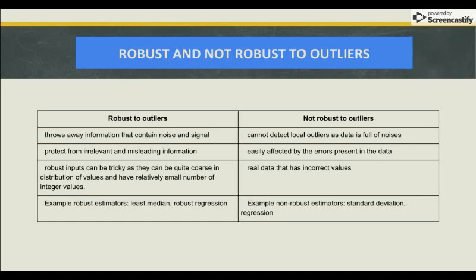Besides that, robust inputs can be tricky as they can be quite coarse in distribution of values and have a relatively small number of integer values. While for not robust to outliers, the real data has incorrect values which will disturb the final result of the algorithm. Some examples of robust estimators are the least median and robust regression that are used in SVM. For not robust to outliers, examples of not robust estimators are standard deviation and regression.